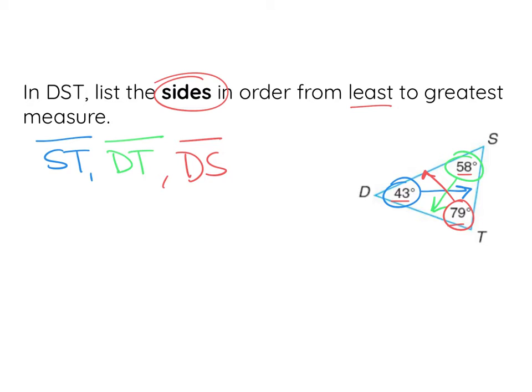So again, even though I'm given the angles, I can figure out things about the sides because of that triangle property that we talked about. The smallest angle is opposite the shortest side. The largest angle is always opposite the longest side.